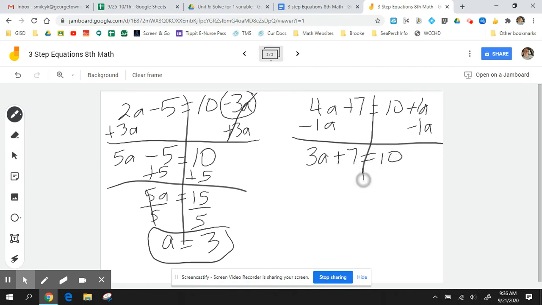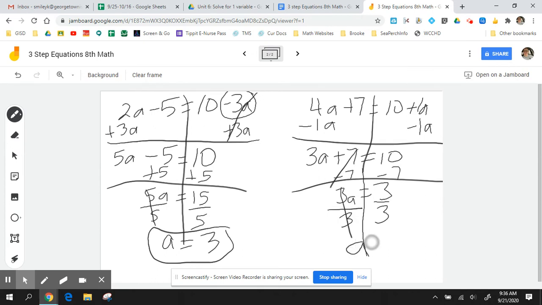Okay, let me draw my line a little bigger there. I'm going to minus 7 to both sides because that's my next step. They cancel. 3a equals 3. The 3 and the a are multiplying, so divide by 3 on both sides. a equals 1. All right, let's get you to do one.